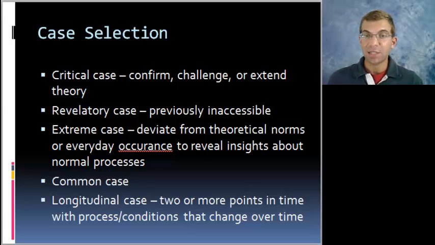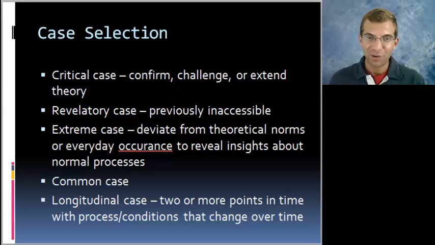Such would be the case of new archives released, or if you wanted to do something in the Soviet Union, all of a sudden you want to study Moscow city planning. The revelatory case would have been occurring in 1991. You could also look at an extreme case, which would deviate from theoretical norms or everyday occurrences that would reveal insights about normal processes. So, for example, if you wanted to study how cities operate and you chose New York City, which is quite extreme given its population, there could be some things you could still learn about that.